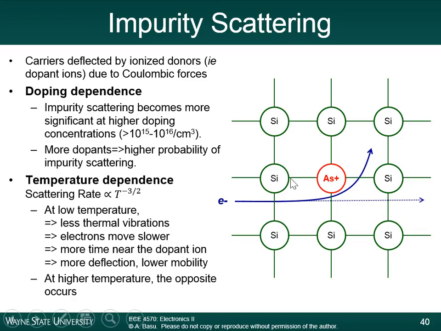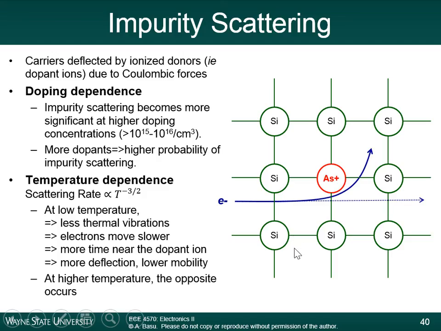so let's look at this impurity scattering phenomenon. It's due to Coulombic forces. It has a dependence on doping. Obviously, the more of these ionized impurities you have in the lattice, the more deflections are going to happen, the higher the probability of impurity scattering. So as a result, impurity scattering becomes more significant at higher doping concentrations, typically greater than 10^15 or 10^16 per cm^3. When Na or Nd is greater than this amount, you start to see more of these impurity scattering effects.